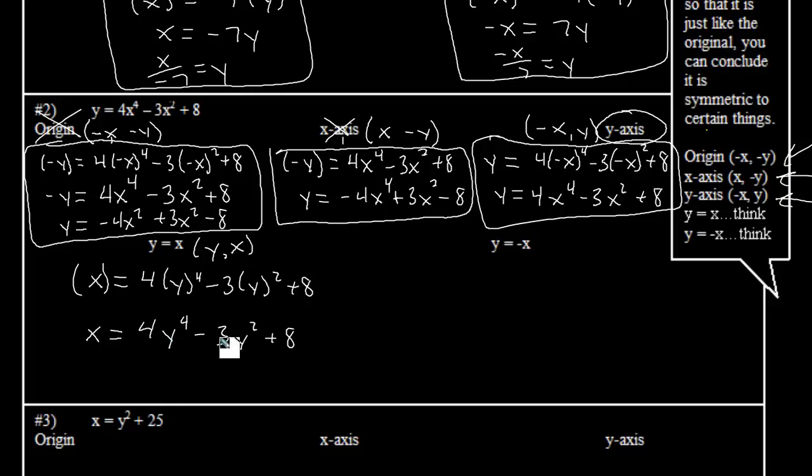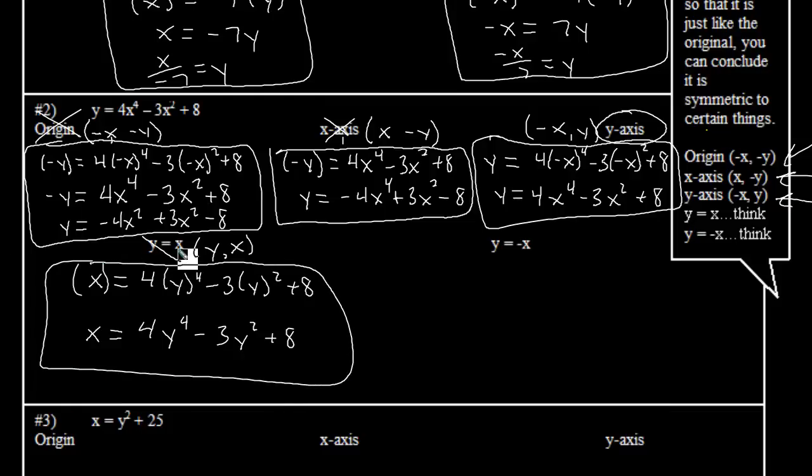In a perfect world, let's just say that this was y to the fourth and this part wasn't here. You could solve that, and you'd end up with y as the fourth root of something. There's no fourth roots in the original problem. So this is definitely not symmetric with respect to y equals x. Now don't cheat yourself. If you can get it by itself, you should. This one's not going to happen.